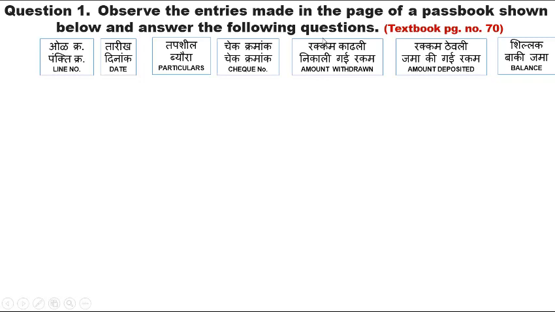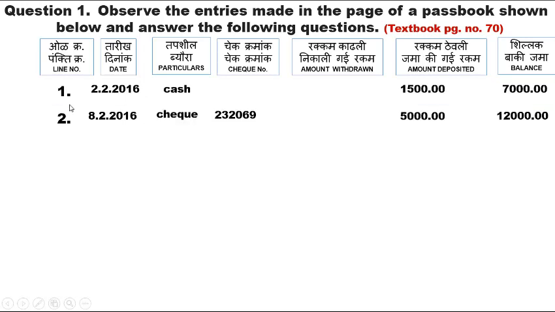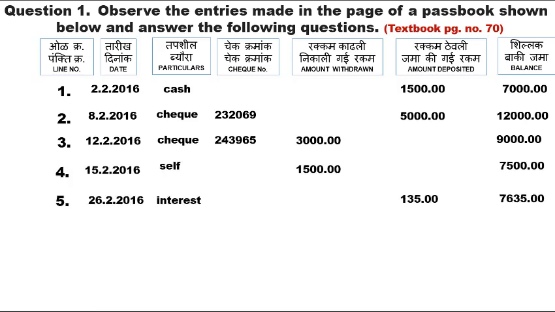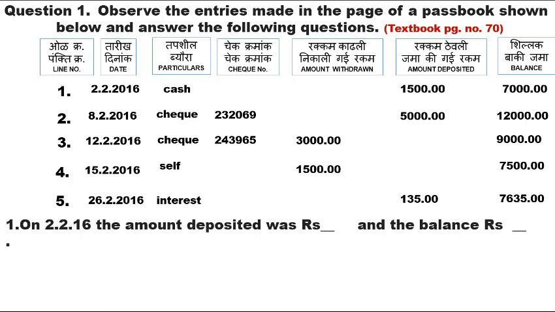Question first. Observe the entries made in the page of a passbook shown below and answer the following questions. First, second, third, fourth and fifth. On 2/2/2016, the amount deposited was dash rupees and the balance is dash rupees.